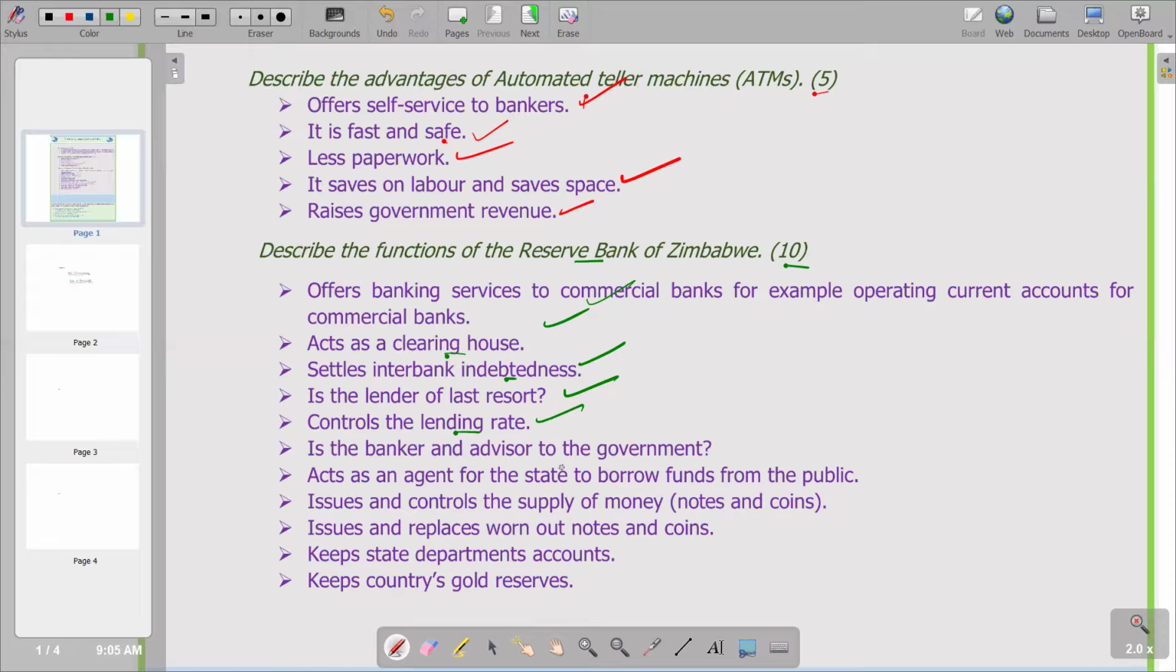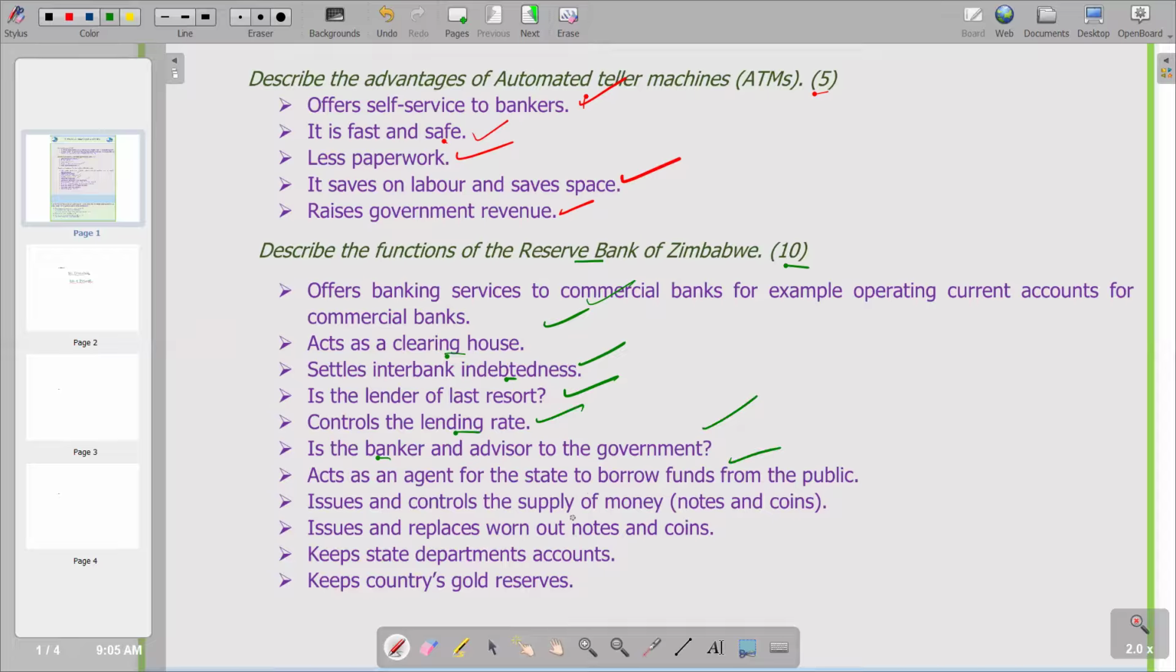Then the next point is that it is the banker and advisor to the government. Being a banker to the government, we are saying the government has an account in the Reserve Bank of Zimbabwe. Then the next point is that it acts as an agent for the state to borrow funds from the public. So as an agent, when the state wants to borrow money from the public, it goes through the central bank, which is the Reserve Bank of Zimbabwe.